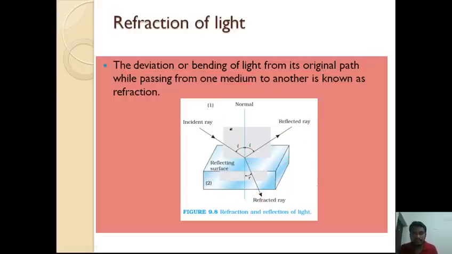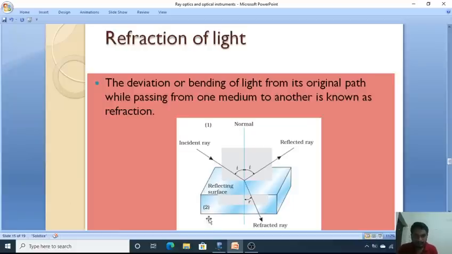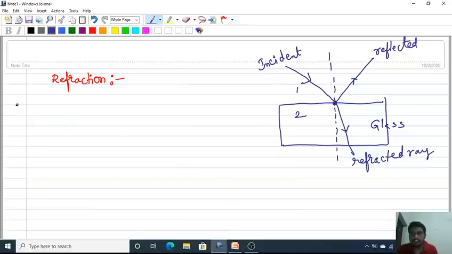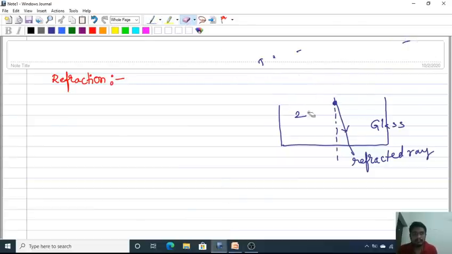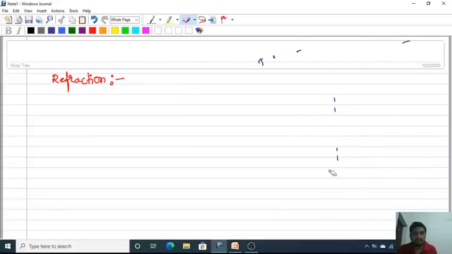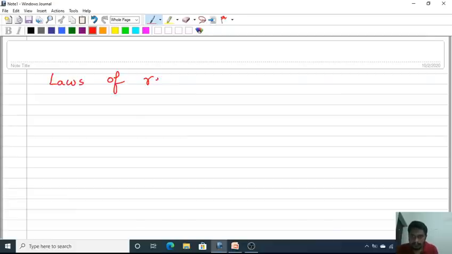Next we will discuss the laws of refraction, similar to the laws of reflection. We will discuss the laws of refraction here.